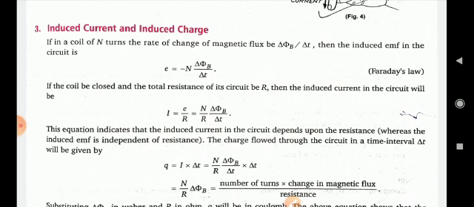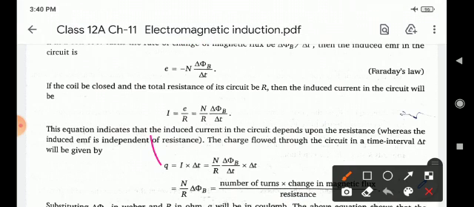This equation indicates that the induced current in the circuit depends upon the resistance, whereas the induced EMF is independent of resistance. The charge flowed through the circuit in a time interval delta t will be given by Q equal to I into delta t. It is the formula of charge, where Q is the charge, I is the current, and delta t is the time interval.